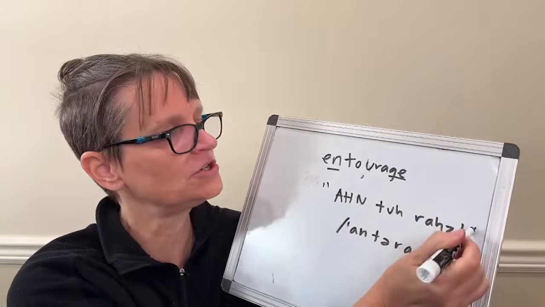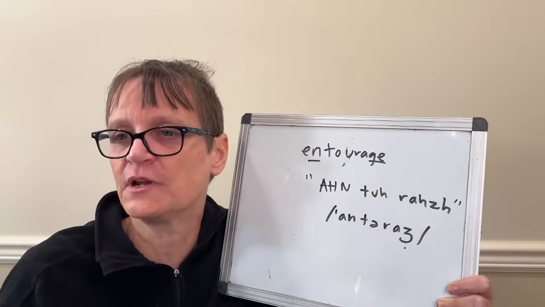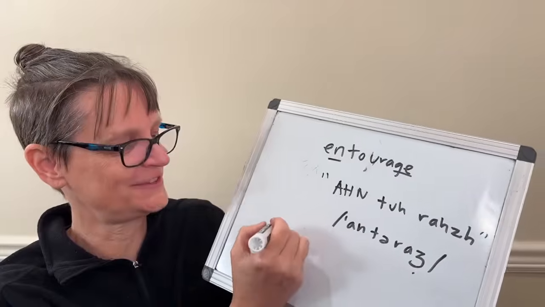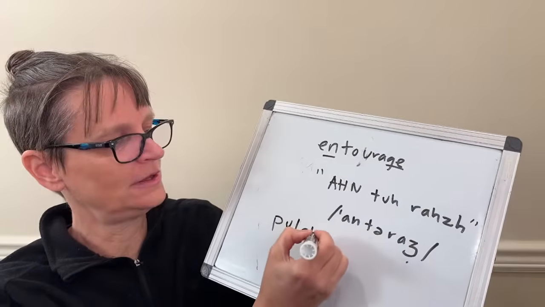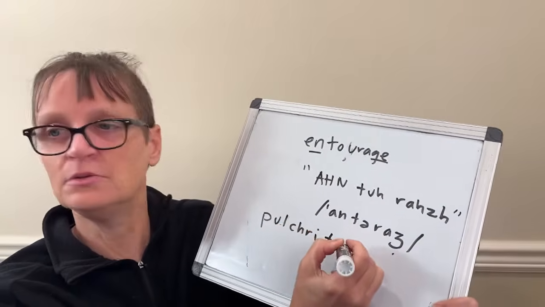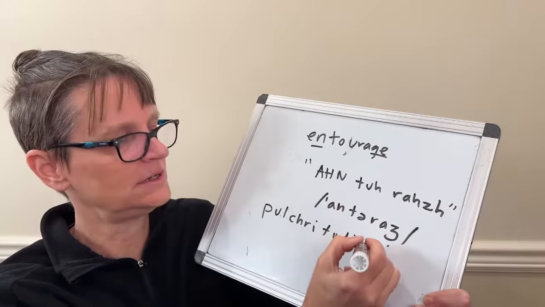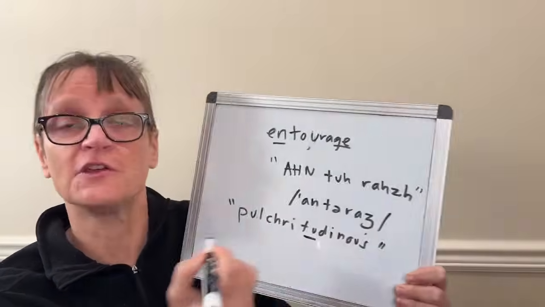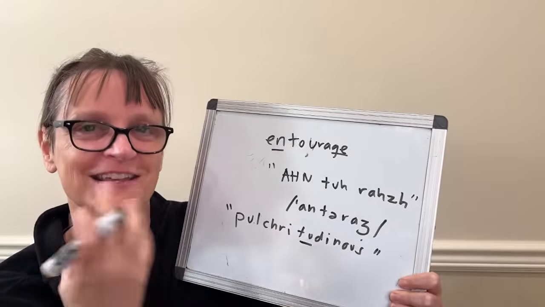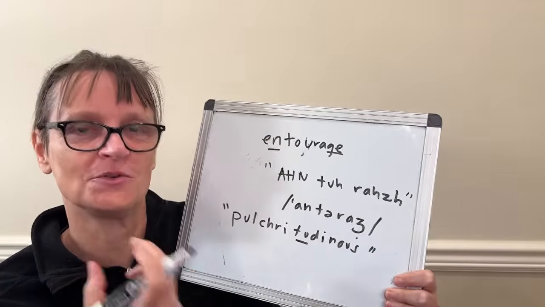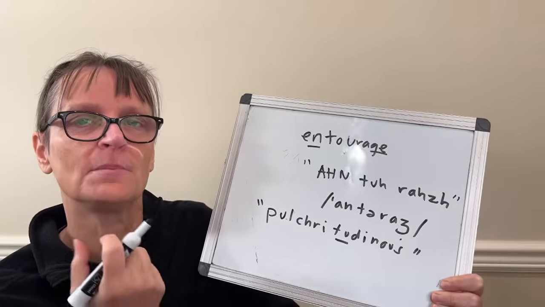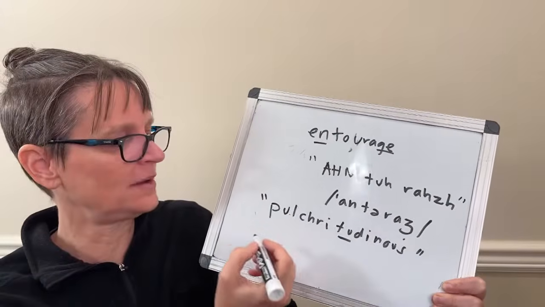So entourage. And then you also wanted to know about pulchritudinous. So in pulchritudinous, we have the stresses on the two syllables. So that T gets a true T, like we were talking about in hotel. You might hear pulchri or pulchri. I think both are all right.